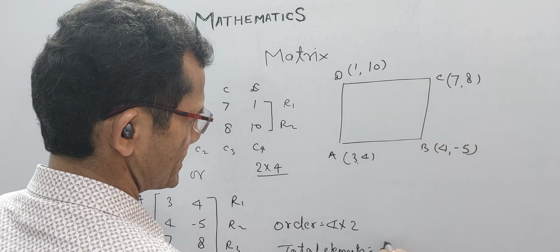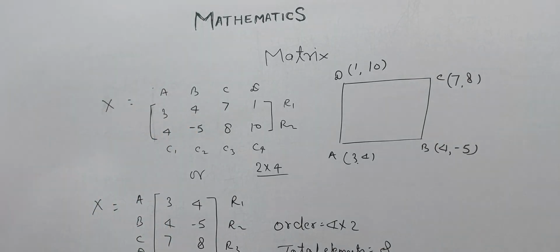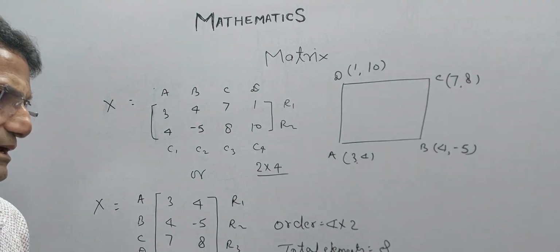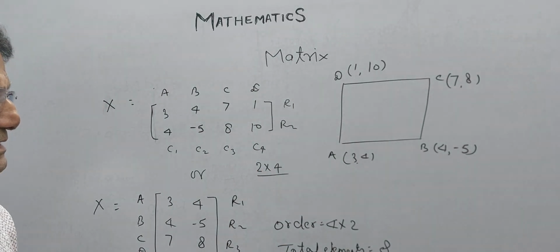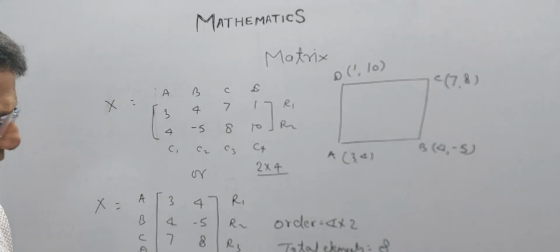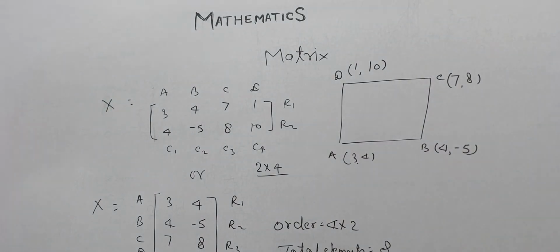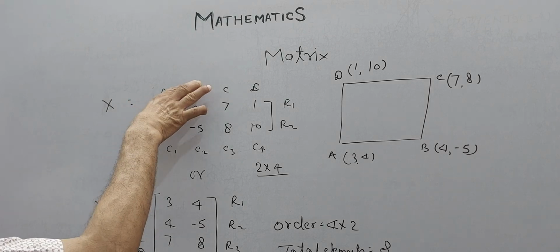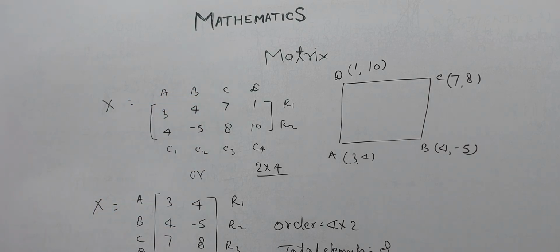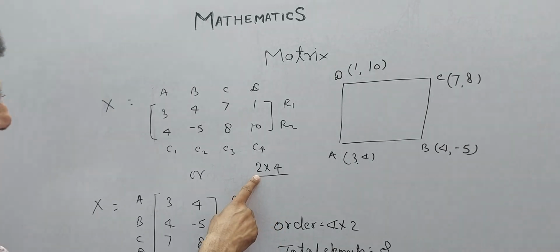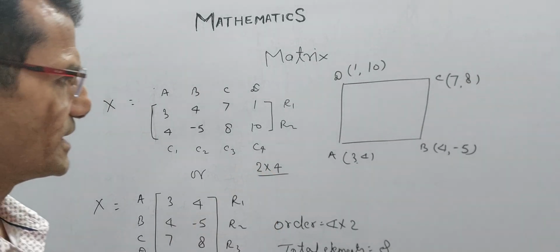The information written in this arrangement is also known as a rectangular array, a rectangular arrangement of numbers in an ordered format, known as the matrix. Same information, I have changed it into this format. So here it is also 2 into 4. The rows can be converted; I have converted them here, rows and columns interchanged.